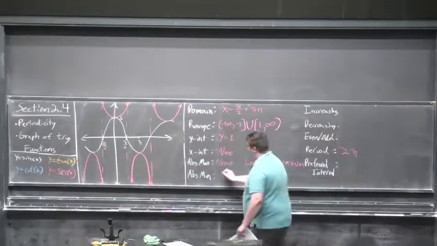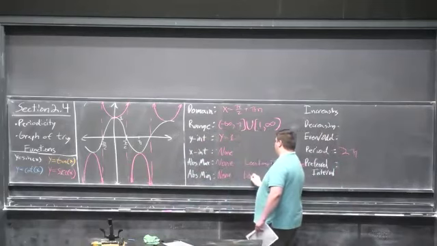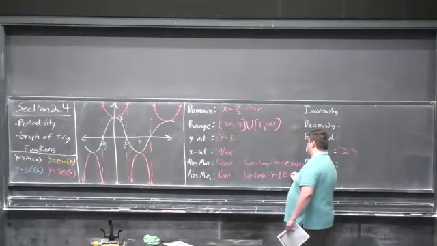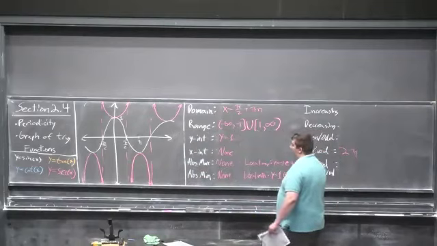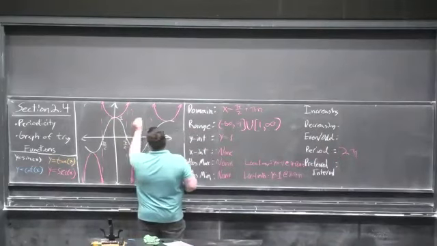Absolute minimum, none. But we have a local minimum. And that is y equals 1, and that occurs at every 2 pi n. Because we have a local minimum here, and then every 2 pi.